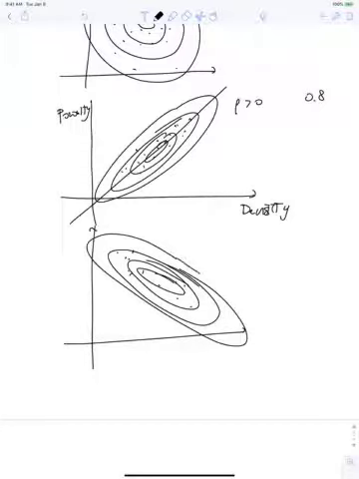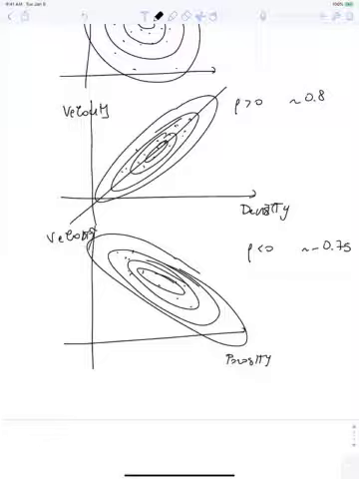So this is a case where we have negative correlation, say approximately minus 0.75, for example. And this is the case between porosity and velocity. Well, I gave you this example before. I'm going to give you another one.